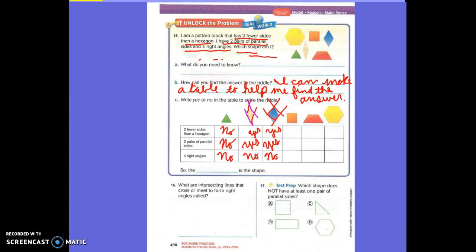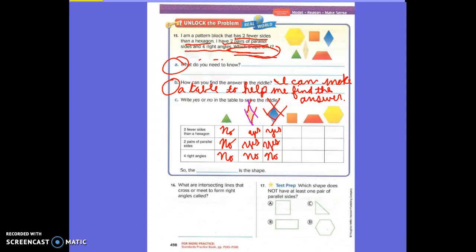Okay, so what do you need to know? I underlined, sure, we want what shape we are. However, you have to also add that it has 2 fewer sides than a hexagon, has 2 pairs of parallel sides, and 4 right angles for A. And then B, we said, how can you find the answer to the riddle? We can make a table to help us find the answer.